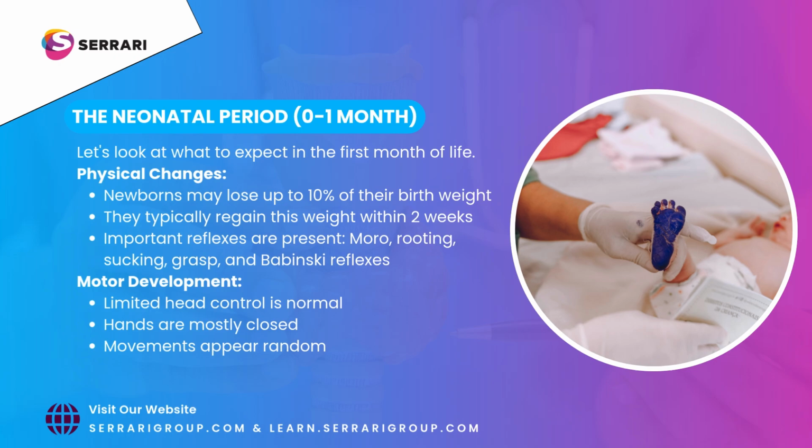The neonatal period, 0 to 1 month. Let's look at what to expect in the first month of life. Physical changes. Newborns may lose up to 10% of their birth weight. They typically regain this weight within 2 weeks. Important reflexes are present: Moro, rooting, sucking, grasp, and Babinski reflexes. Motor development. Limited head control is normal. Hands are mostly closed. Movements appear random.